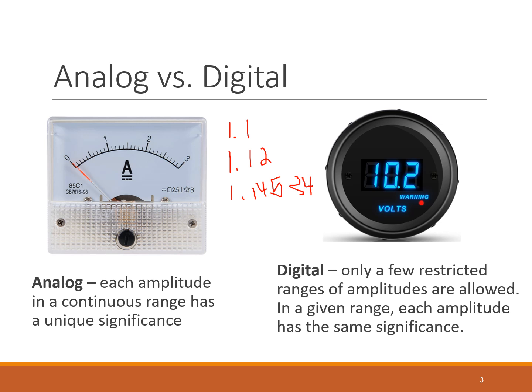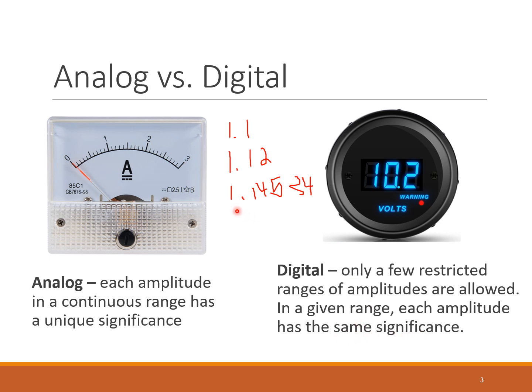But if we have these three values, what we can notice if we're talking about how they're represented on our analog meter is that they would each have a unique value. So each has a unique significance. Whereas over here for this particular digital meter, we only have resolution to the tenths place. So each of these would map to 1.1. So they are not different. In this case, they're reported with the same significance.